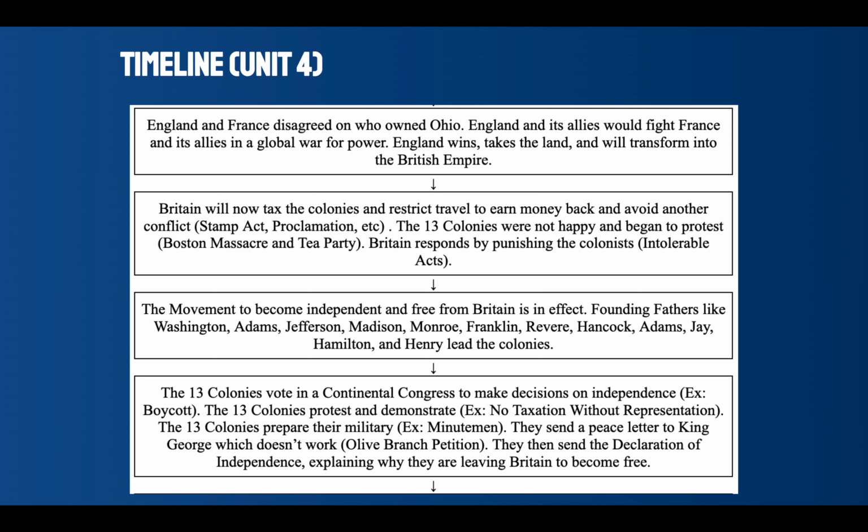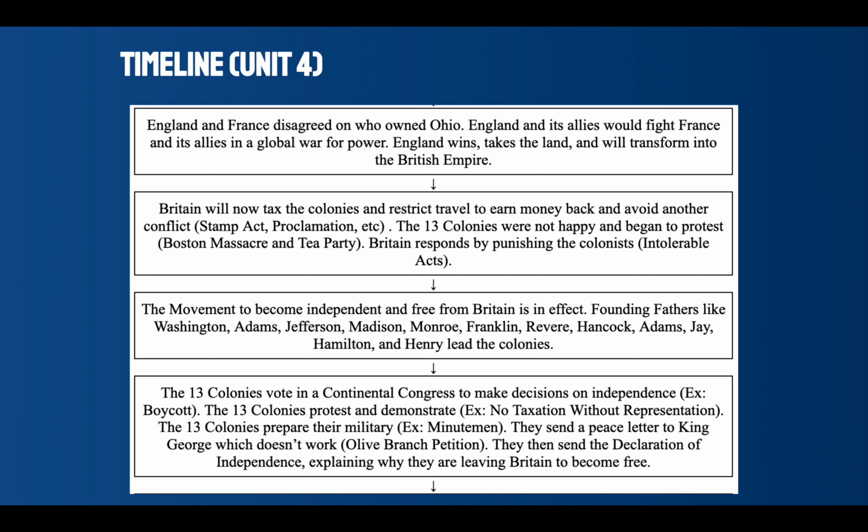We move right on into the independence movement. We start with the 7 Years' War. Britain beats France in this global war for the Ohio Territory, which has ripple effects into the colonists' lives, where Britain's now taxing the colonists, restricting their travel. This caused protests. Colonists are unhappy. This is where we see the Boston Massacre and the Boston Tea Party. Britain will punish the colonists with the Intolerable Acts. And then we get this freedom movement going.